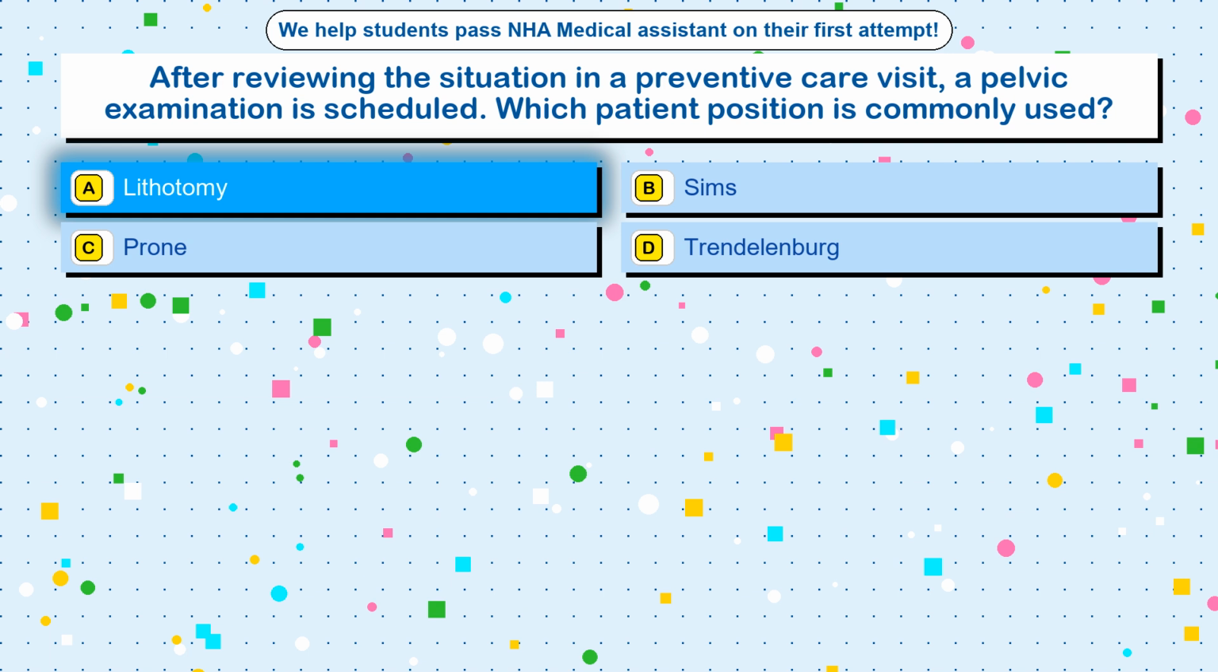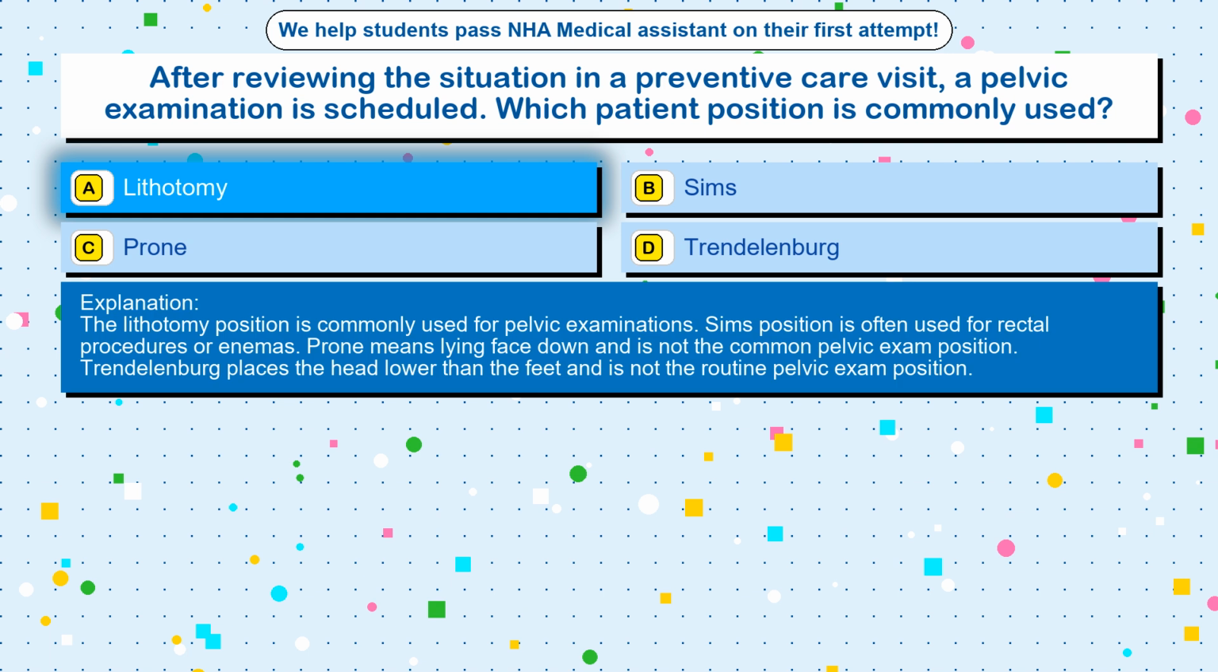Lithotomy. The lithotomy position is commonly used for pelvic examinations. Sims position is often used for rectal procedures or enemas. Prone means lying face down and is not the common pelvic exam position. Trendelenburg places the head lower than the feet and is not the routine pelvic exam position.